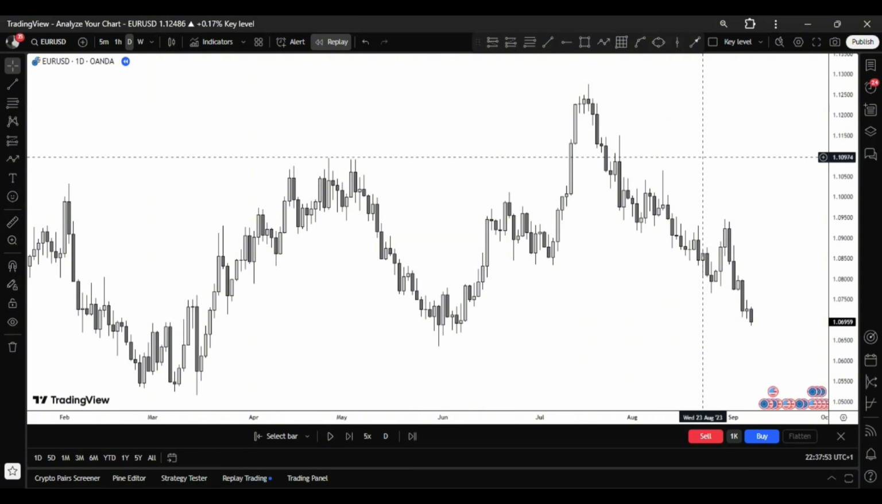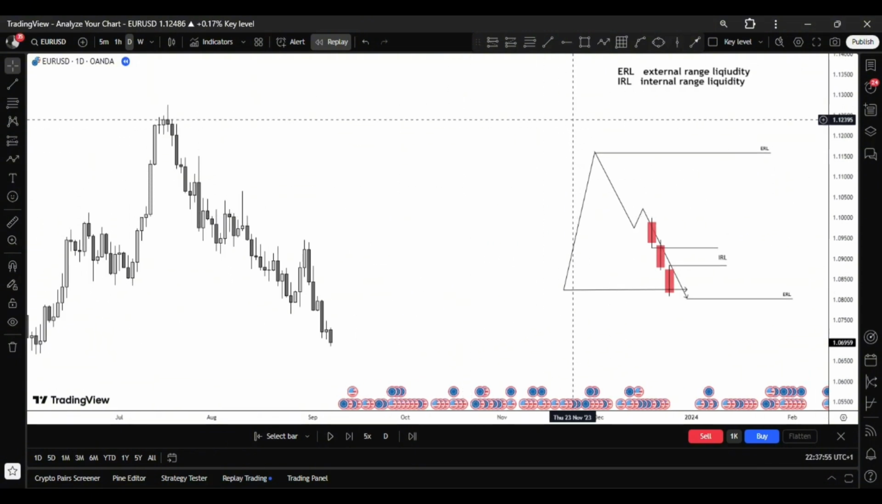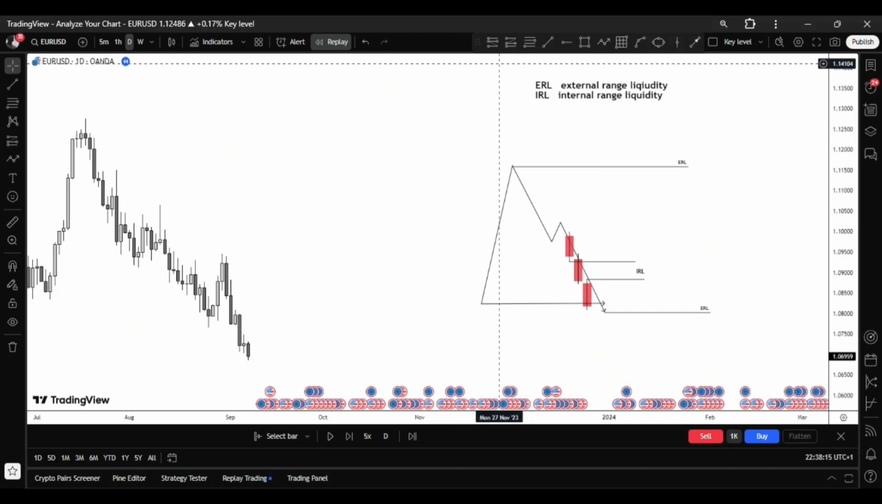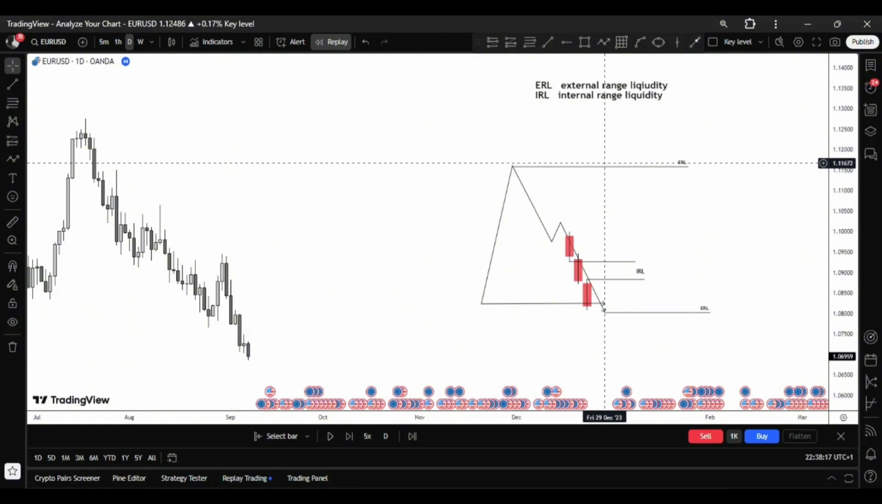Now, we are going to be going over external range liquidity and internal range liquidity. External range liquidity is basically your swing highs and swing lows in the market. That's basically it. While your internal range liquidity is fair value gaps. So I use fair value gaps as my internal range liquidity. Now, how does this work?